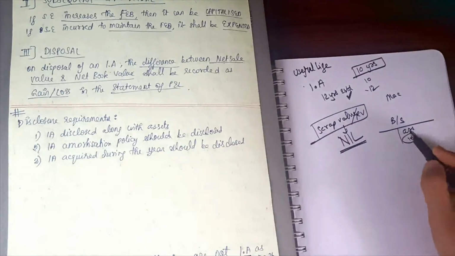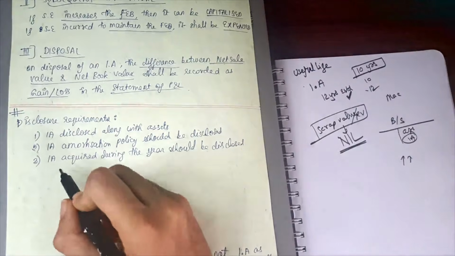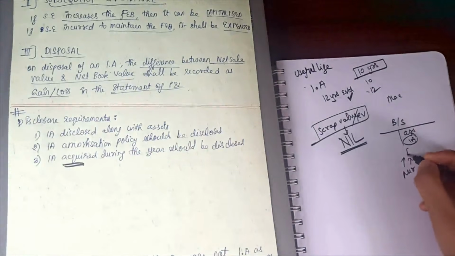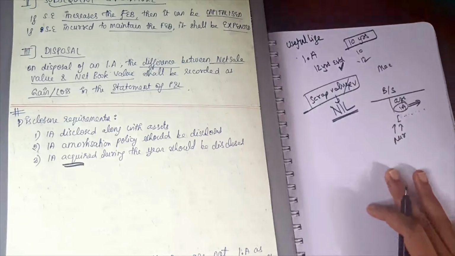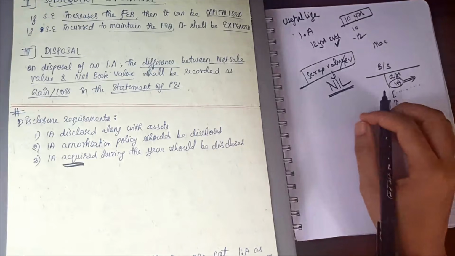Suppose you already have some intangible assets in your balance sheet from past years, but this year you have acquired, that means purchased, some intangible asset, then you have to show it as a disclosure. You have to write it along with all intangible assets, but below you have to show a disclosure: this particular asset worth this much I have purchased or acquired this year. You have to disclose. So guys, that brings us to the end of intangible assets.